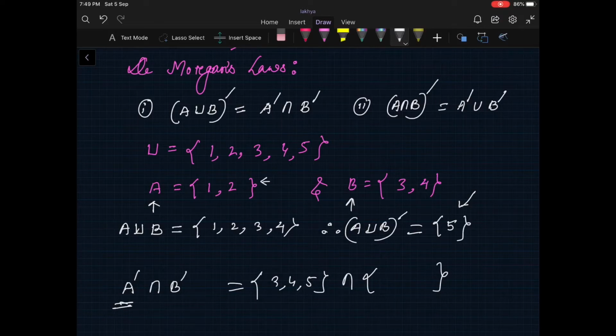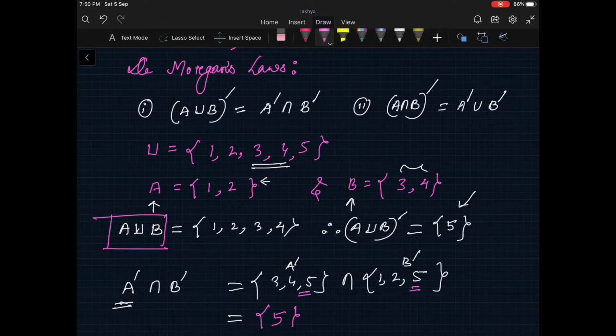Now B complement. So B contains 3 and 4. So eliminate 3 and 4 from the universal set, then what you will get? 1, 2 and 5. Okay, and intersection of these two sets means the set containing common elements in set A complement and B complement. This is A complement and this is B complement. Okay, so what are the common elements in these two? So only 5 we have, so that's equal to a set containing only 5.